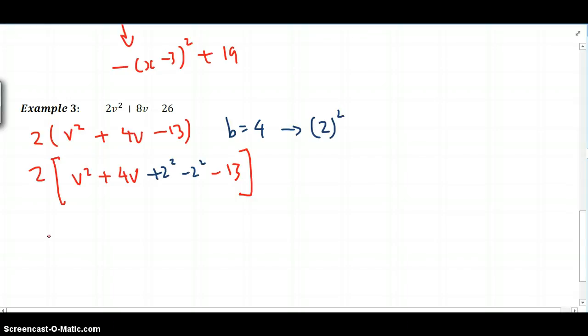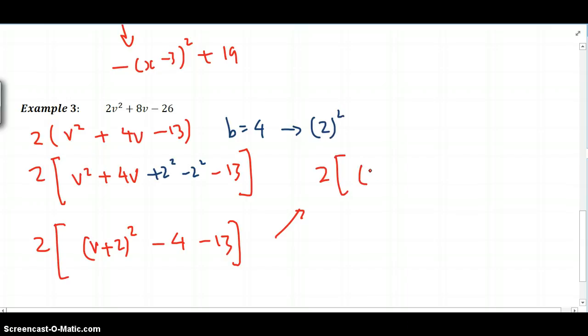From here what I have is 2 brackets v squared, and I'll just factorize this. So this v squared plus 4v plus 2 squared reduces down to v plus 2 squared, minus 4 minus 13. And so this becomes 2 brackets v plus 2 squared minus 17.